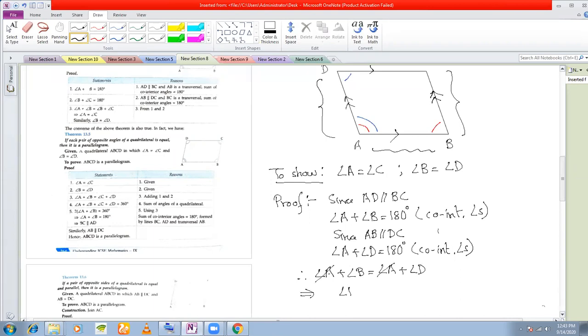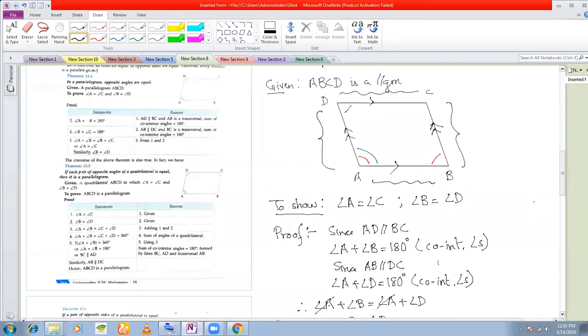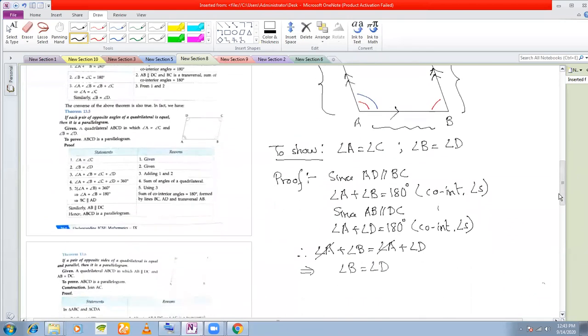Excuse me, sir. Yes. So you are saying that AB is parallel to DC. So why not angle B and C can be co-interior by A and D? Yes, they can be. If you take B and C to be co-interior, then you will get angle A is equal to angle C. Angle B will cancel in that case. Understood? Yes, yes.